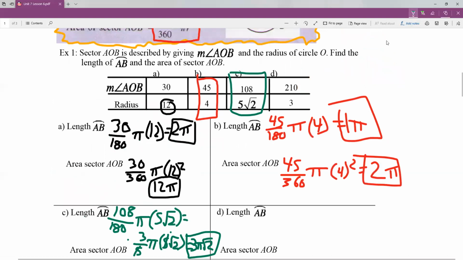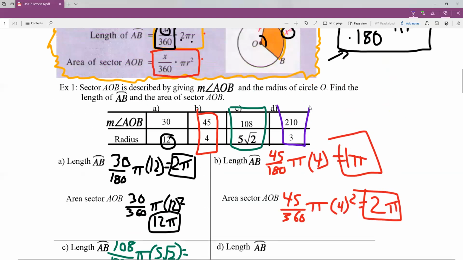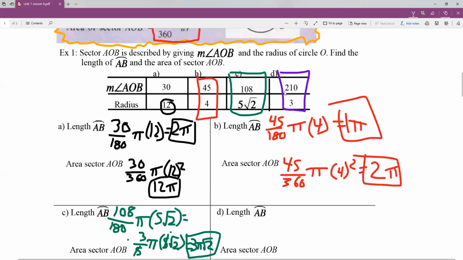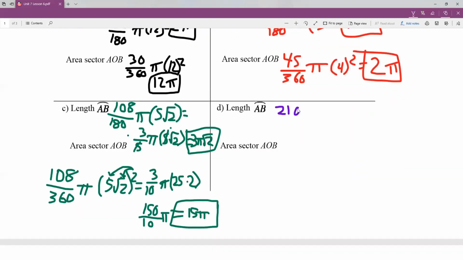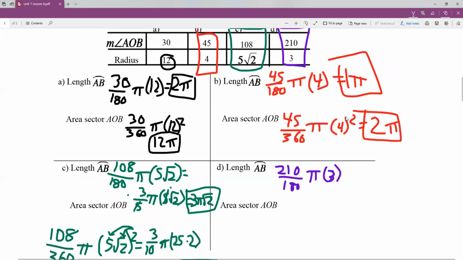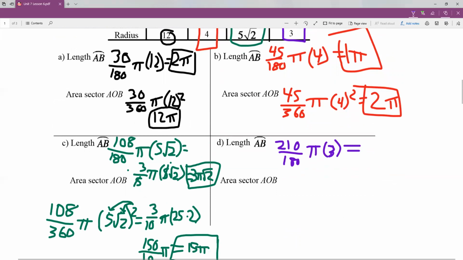All right, lastly, a lot of plugging and chugging here. Lastly, we have this. We are given the angle measure 210 and the radius is 3. So I'm going to take 210 and plug it into this formula, over 180, times pi r, which is 3. Ooh, that's not a 3, that's a 3. Plug this in your calculator, 210 divided by 180 times 3. I get 3.5.